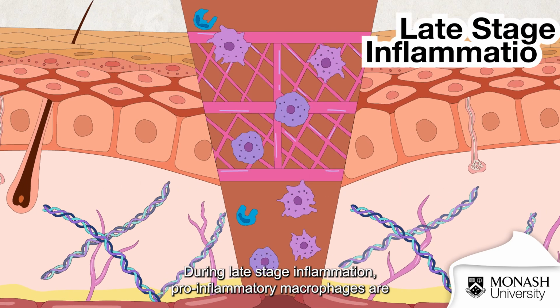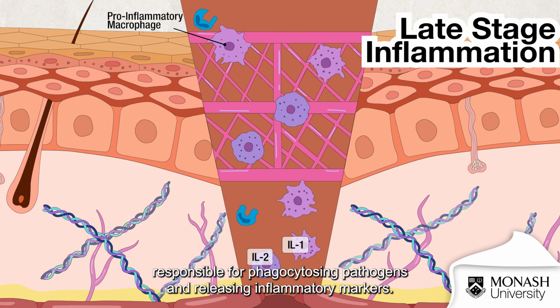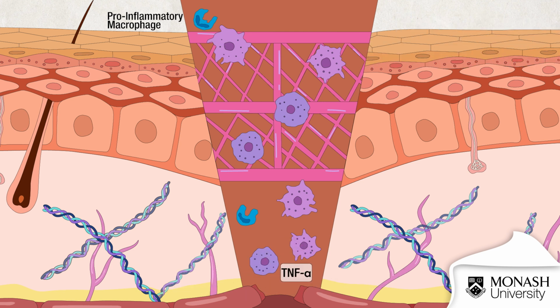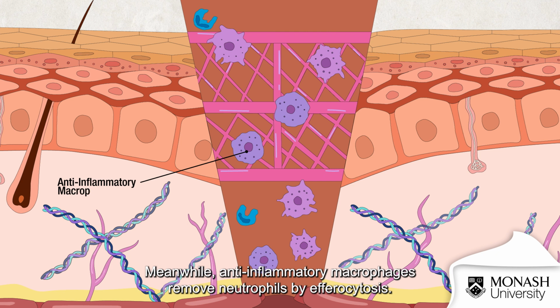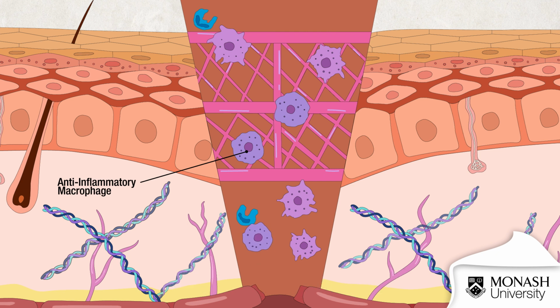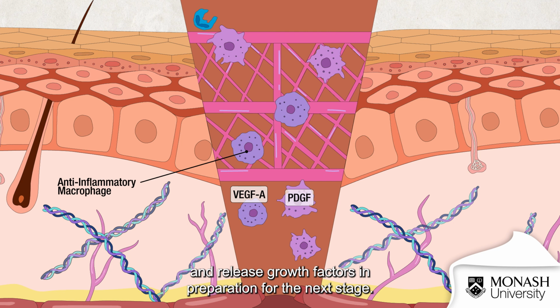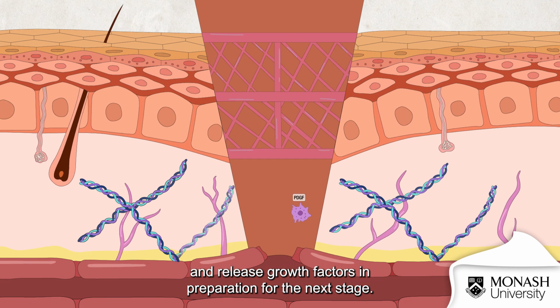During late-stage inflammation, pro-inflammatory macrophages are responsible for phagocytosing pathogens and releasing inflammatory markers. Meanwhile, anti-inflammatory macrophages remove neutrophils by efferocytosis and release growth factors in preparation for the next stage.